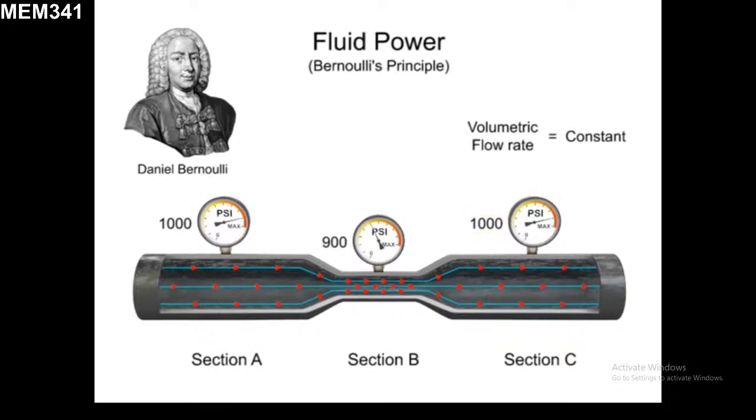This rule can also apply to the types of energy present in the system. As the pressure decreases in section B, the potential energy converts into kinetic energy. This increases the speed of water flow and decreases the pressure. When the water reaches section C, the kinetic energy is converted back to potential energy. This is illustrated by the decrease in speed of the water flow and its simultaneous increase in pressure.